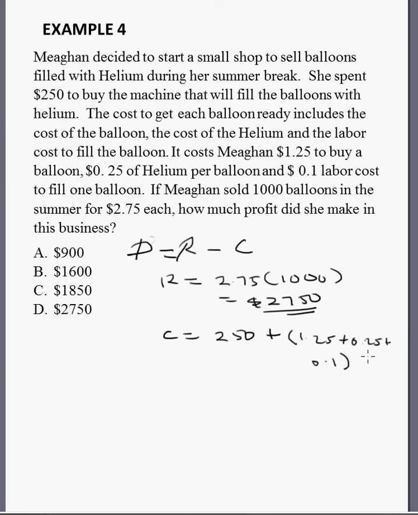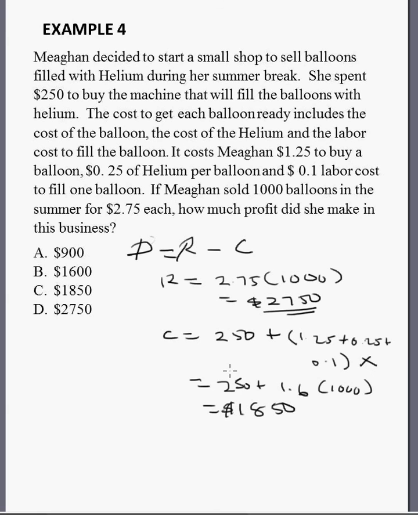0.1, and generally your model is you do X. This will be the model you use to produce the cost to produce X balloons. In this particular case, since she did 1,000, it's going to be 250 plus, now 1.25 plus 0.25 plus 0.1 happens to be equal to 1.6. So it's going to be 1.6 times 1,000, and that happens to be equal to $1,850.